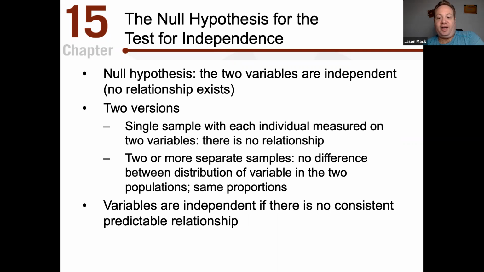So the second version of the null hypothesis does not say that the two distributions are identical. Instead, it says that they have the same proportions. Also, stating that there is no relationship between variables, version 1, is equivalent to stating that the distributions have equal proportions.